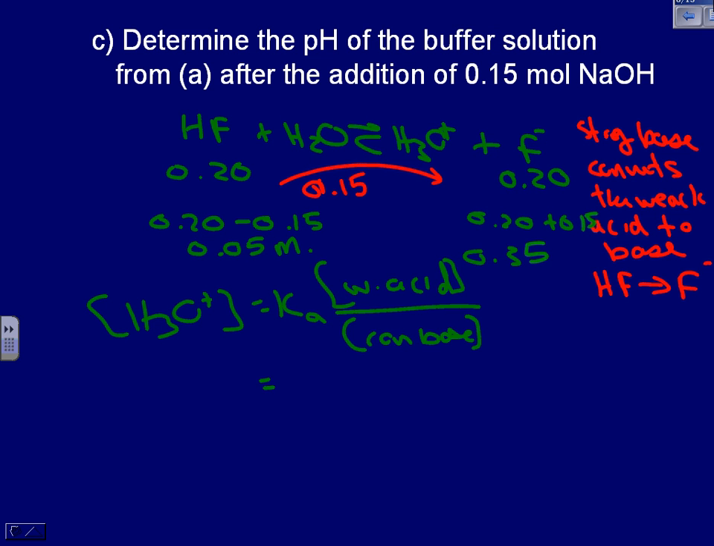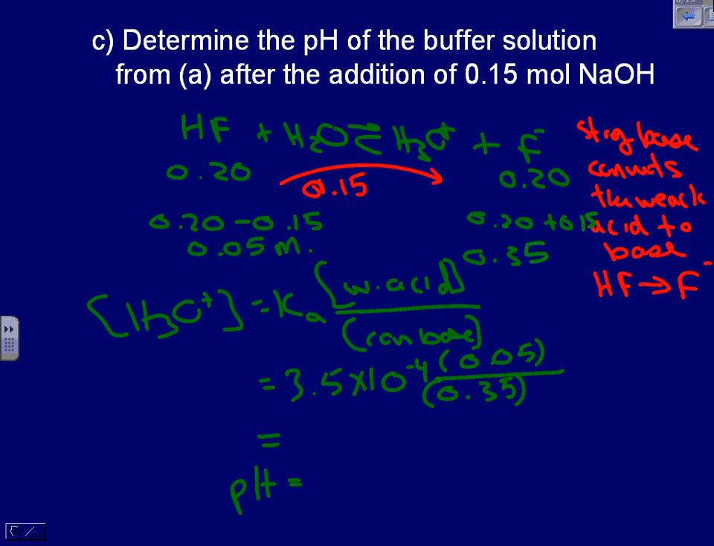Ka is 3.5 times 10 to the minus 4. Oh, I don't need to ask it. 3.5 times 10 to the minus 4. And now I've got 0.05 over 0.35. And again, you can go right to pH on that.